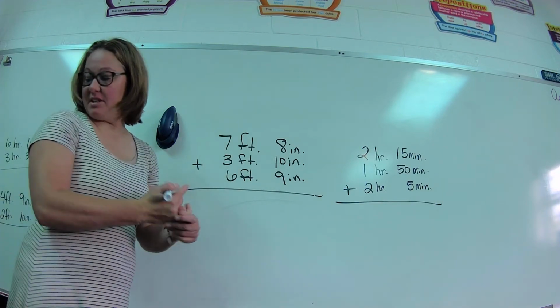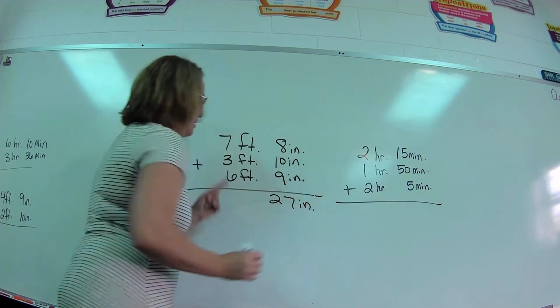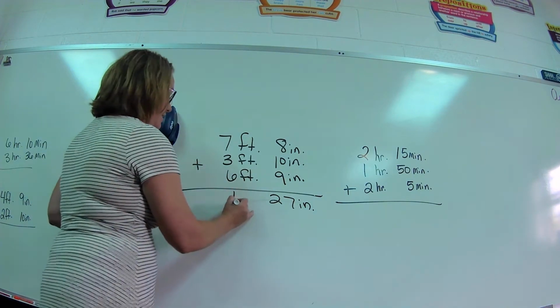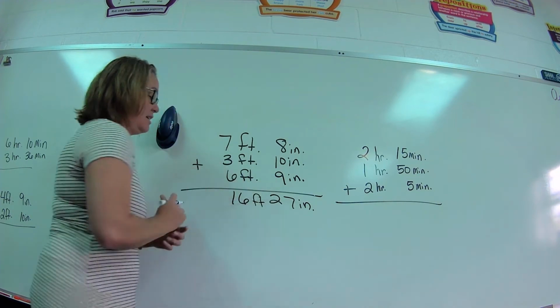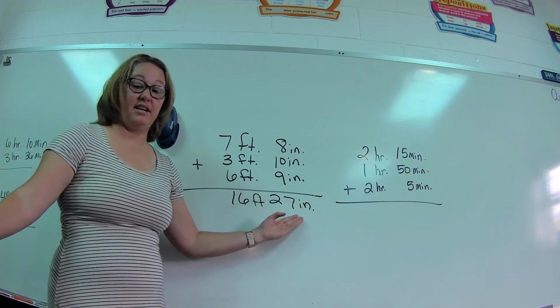18 plus 9 gives you 27. That's right. All right, now add 7, 3, and 6. That's 10. That's 6. That gives you 16 feet. Now, we have to look at this. We have 16 feet, 27 inches.